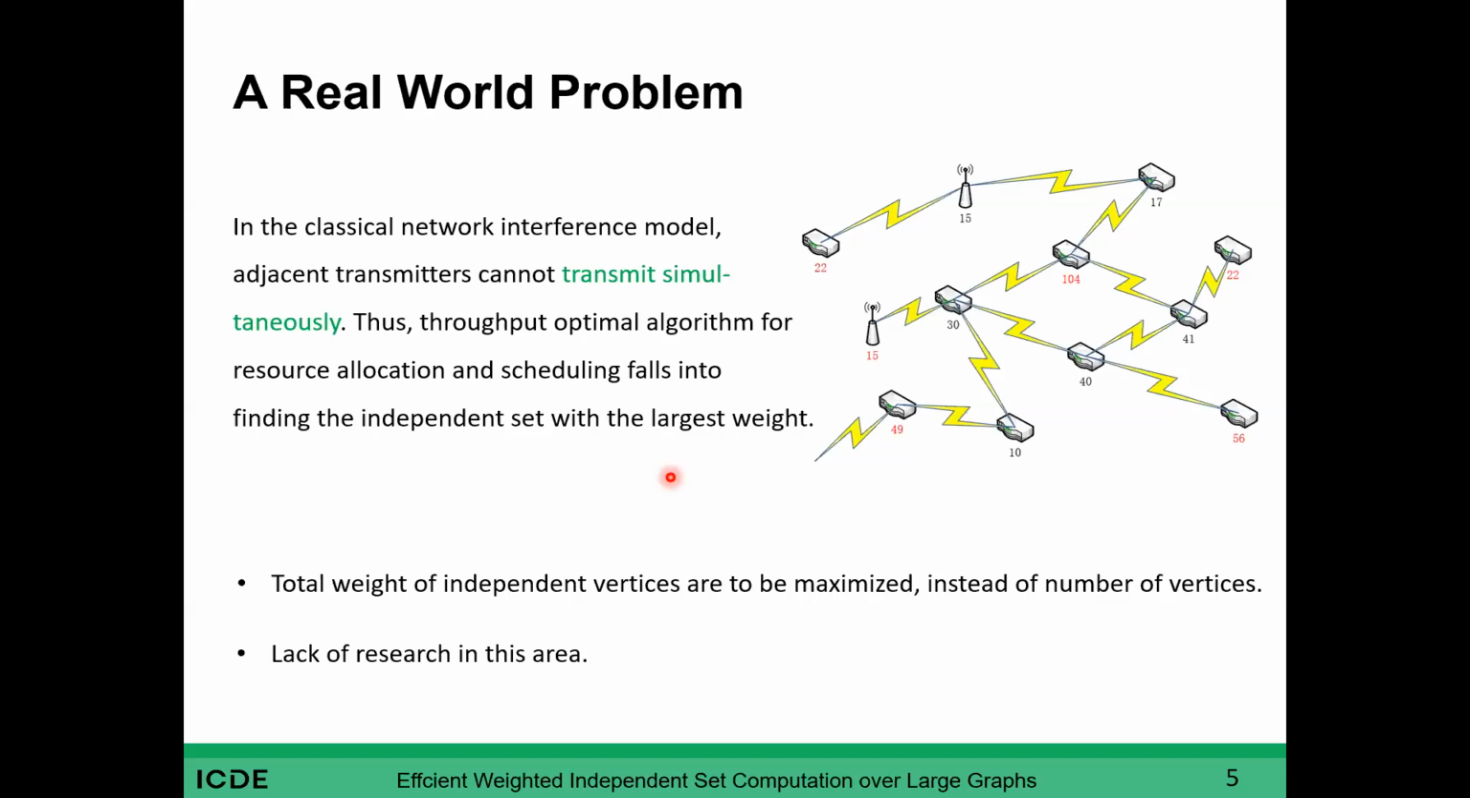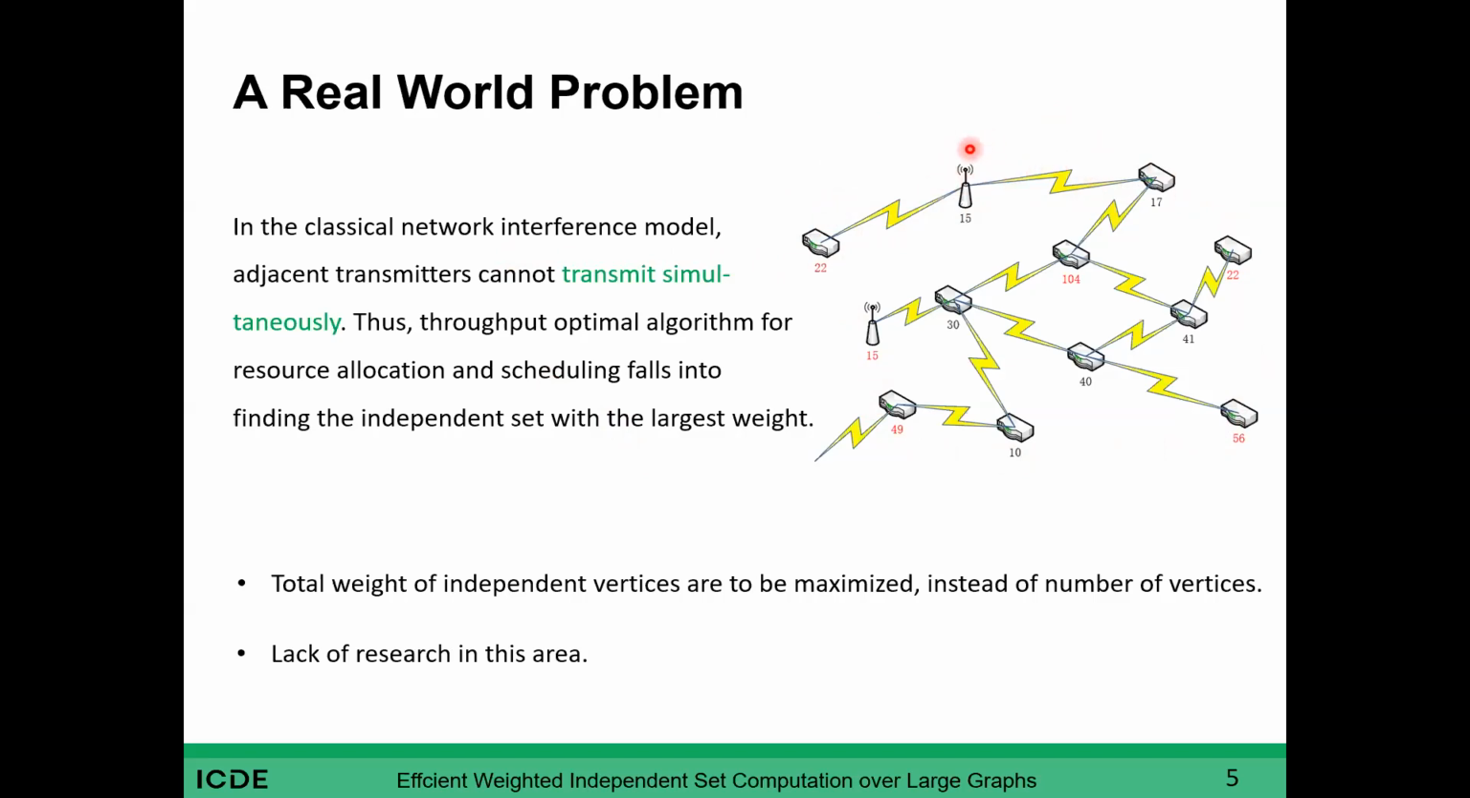However, there exists a problem in the real world that cannot be modeled by MIS, despite many similarities. The problem is that in the classical network interference model, the adjacent transmitters cannot transmit simultaneously to avoid data loss.